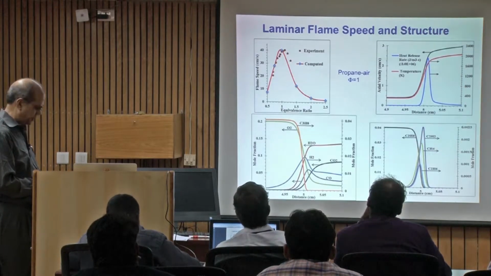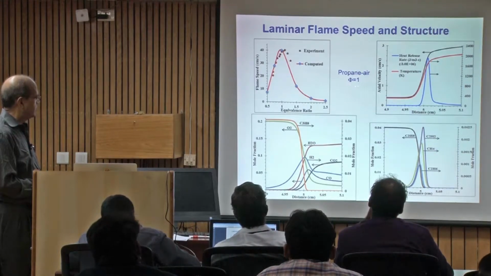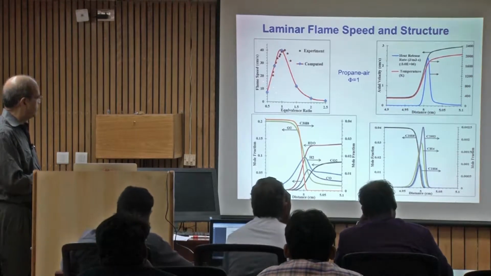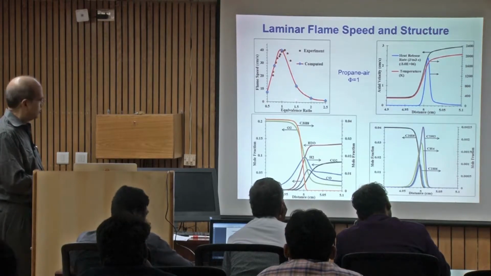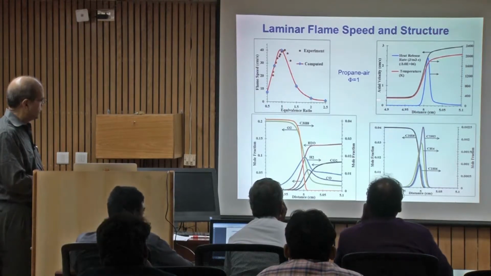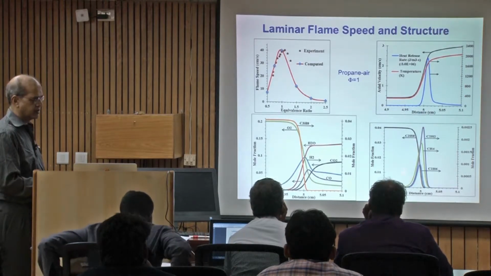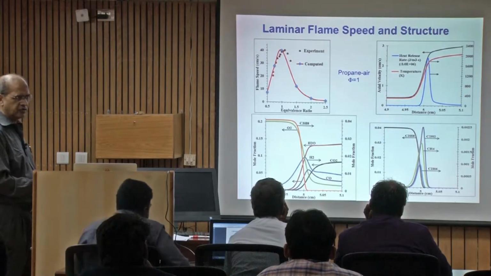Then you have the flame structure. This is a propane-air flame at equivalence ratio 1. This is the flame speed at different equivalence ratios. For equivalence ratio 1, we plotted the flame structure. You can plot at other equivalence ratios once you get the solution.